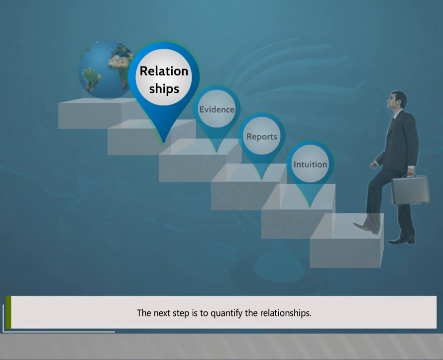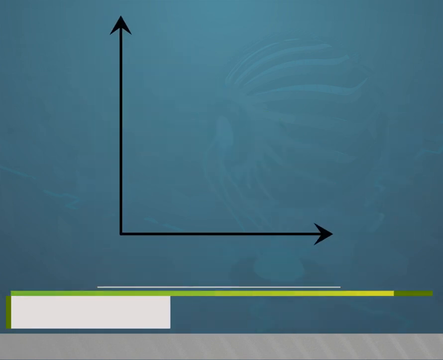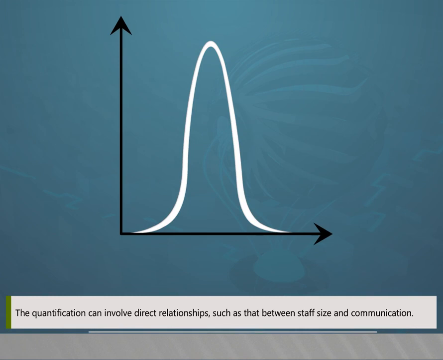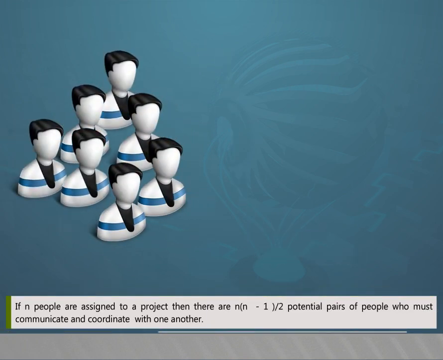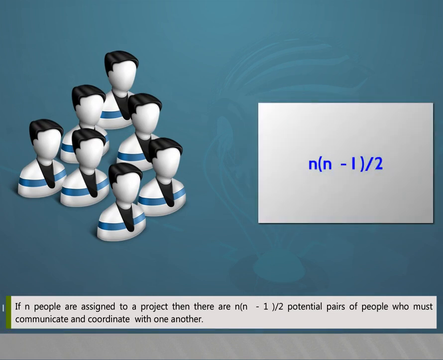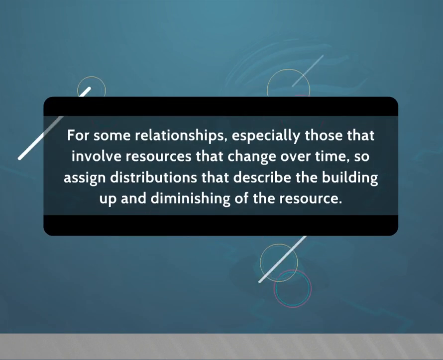The next step is to quantify the relationships. The quantification can involve direct relationships such as that between staff size and communication. If n people are assigned to a project, then there are n(n-1)/2 potential pairs of people who must communicate and coordinate with one another. For some relationships, especially those that involve resources that change over time, we assign distributions that describe the building up and diminishing of the resource.